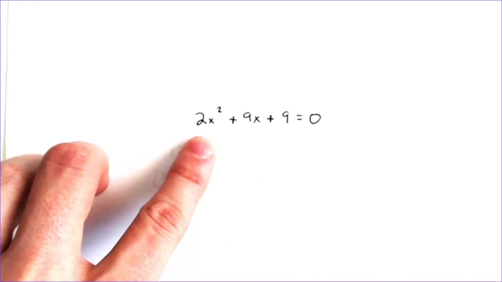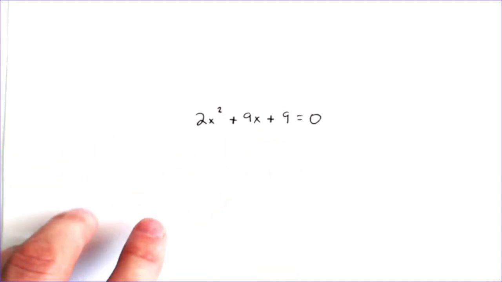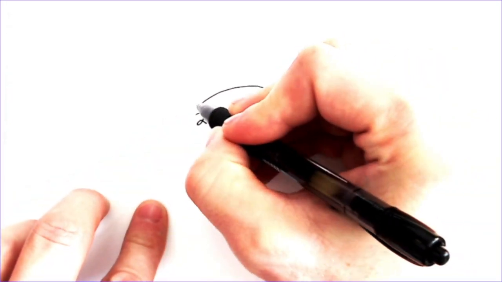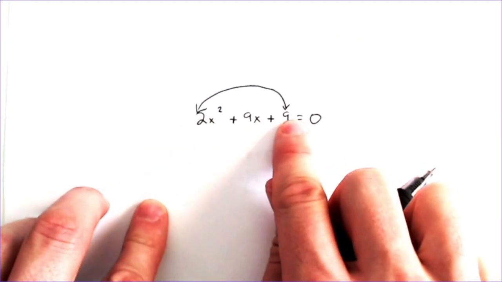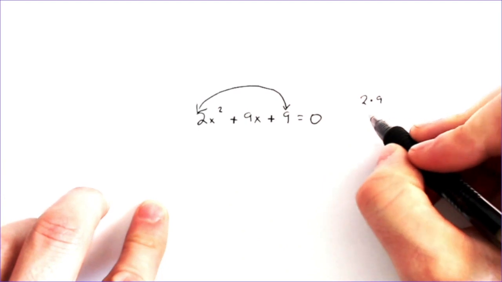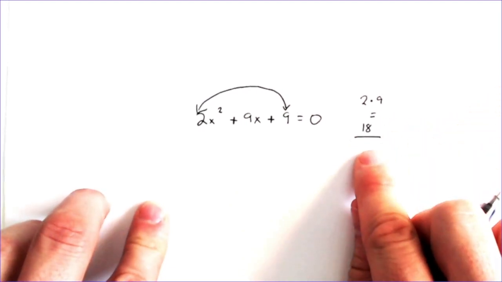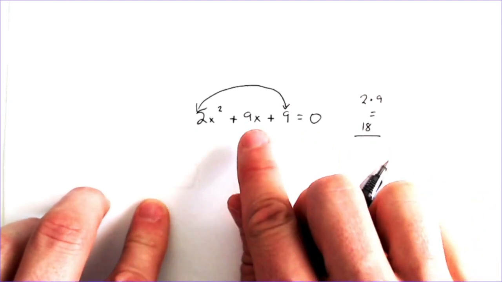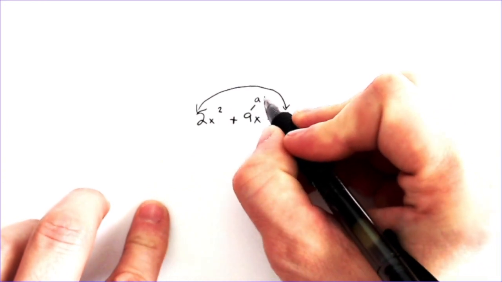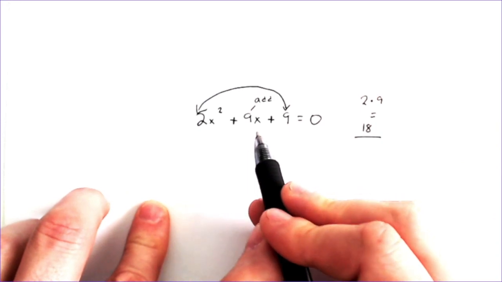Because we have a 2 here, it's no longer going to be what multiplies to 9 and adds to 9. What you need to do is take these two numbers right here and multiply them together. So you're going to do 2 times 9, that's equal to 18. That is what you have to multiply to equal. You are still going to have to add to 9. So we still need to add to this number. We need to multiply the 2 and 9 together, but we still need to add to that middle number.